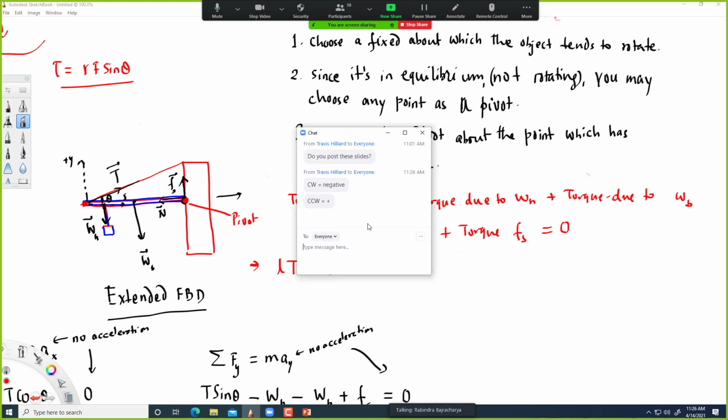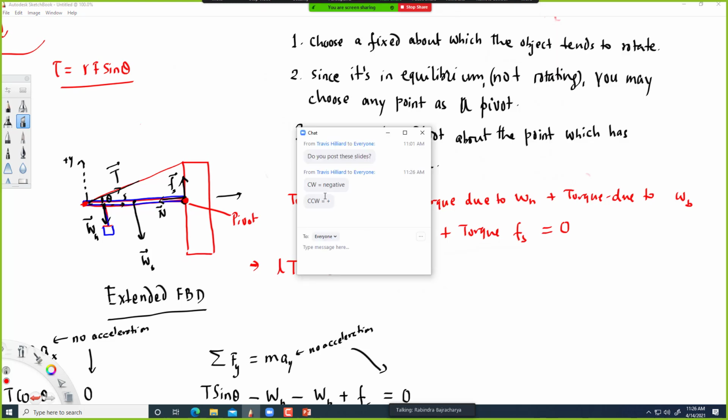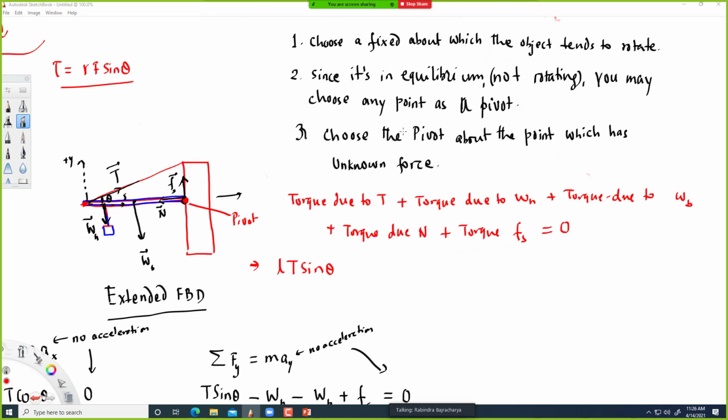Yes, so someone has answered here, Travis. Clockwise is negative, counterclockwise is positive. That's good. So think about, if this is a fixed point, if you pull this rod along this line, does that force tend to rotate the rod clockwise or counterclockwise? Clockwise, exactly. So this would be negative if it is clockwise. This is the torque produced by tension.